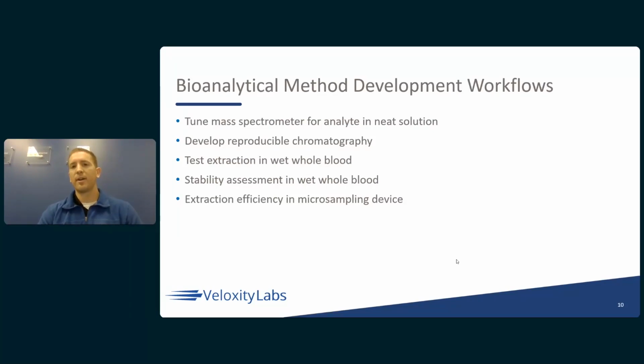So the first part of the development workflow doesn't really deviate from traditional plasma. You would get your analyte in solution. You would first tune the mass spec for optimal parameters for detection. Then you would develop reproducible chromatography, so you have a sound LC-MS method. Then what we like to do is first test our extraction in wet whole blood just to make sure we don't see any interferences from that matrix, as that's going to be the same matrix that we're going to be using for the microsampling. Just making sure that we have our chromatography and our method is still reproducible and linear.